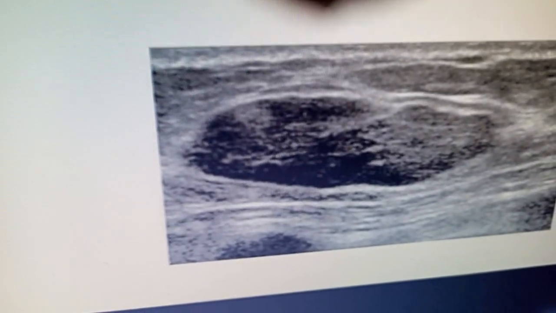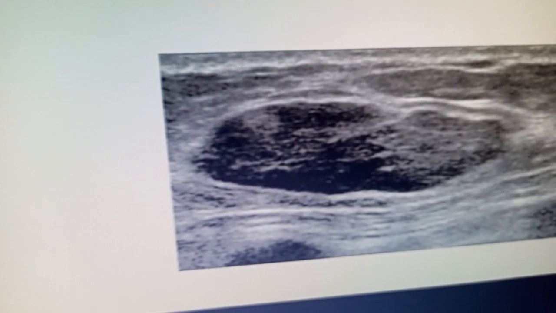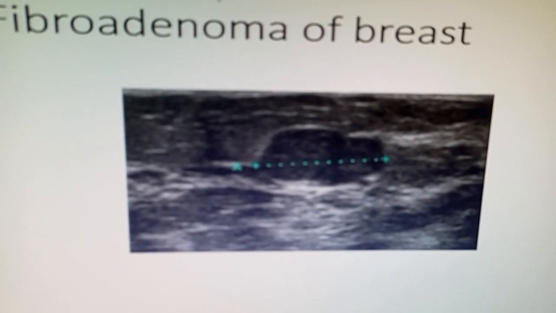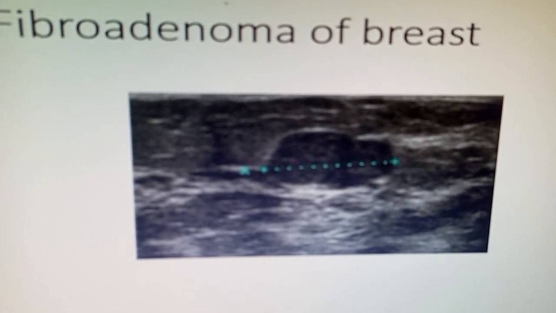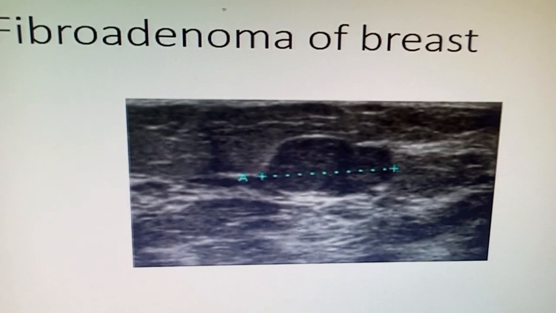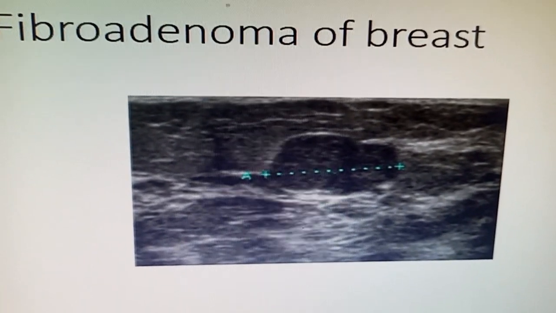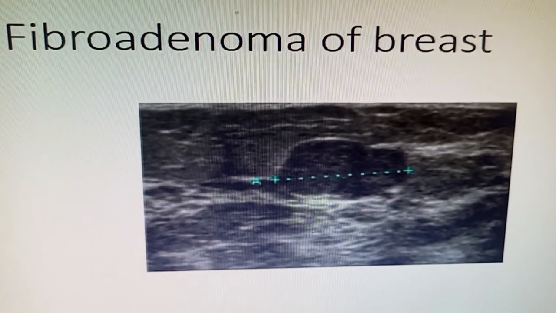So this is the case of the fibroadenoma of the breast. This is another case of the fibroadenoma of the breast. Hypoechoic, wider than tall, and thin echogenic pseudocapsule. These are the features of the fibroadenoma of the breast.